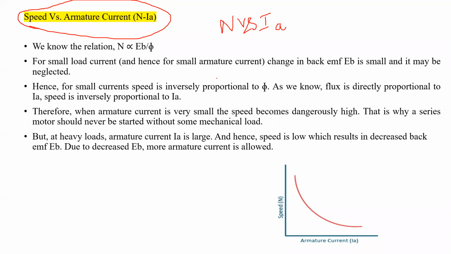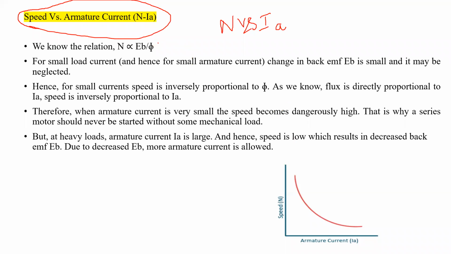What will be the relation between armature current and speed? Inversely proportional, because... what can you say here? This is also 5, this is also by 5. Clear? So it is directly proportional to current. Yes, right answer. So we can say, if the armature current increases, speed is going to decrease. Okay, if the armature current increases, speed is going to decrease.